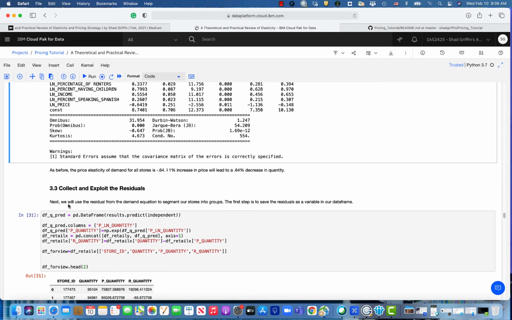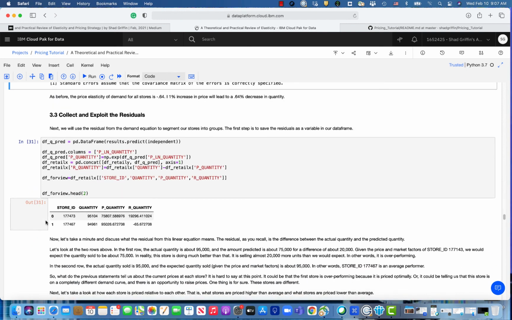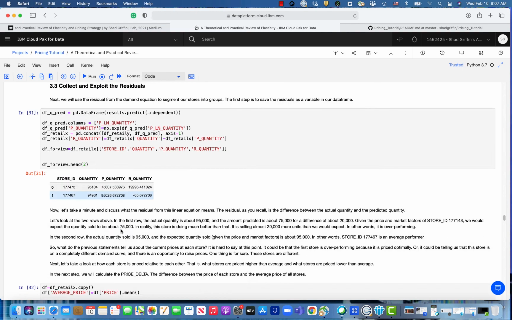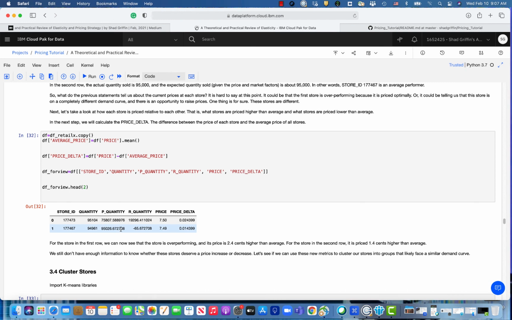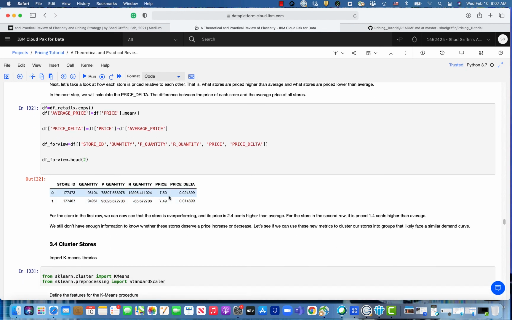So what I've done is I've taken the residual for each store, the difference between what we would expect them to sell and what they're actually selling, and I set that aside. And then I also take the price of each store and compare it to the average price for all stores. So based on those two metrics that I created, one is what I call the price delta, which is the difference between the price of a particular store and the average price for all stores, and also the residual between the quantity that we would expect them to sell and the quantity that they did sell.